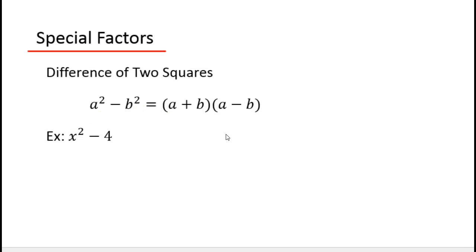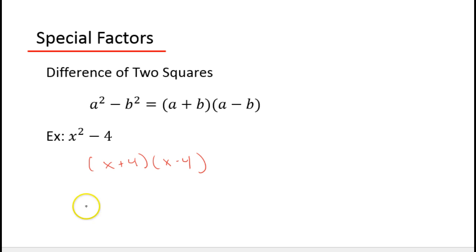We went over some special factors. So the special factor we have is difference of two squares, meaning when the first term is a perfect square and the last term is a perfect square, we can actually just factor this out extremely quick. This becomes x plus 4, x minus 4.